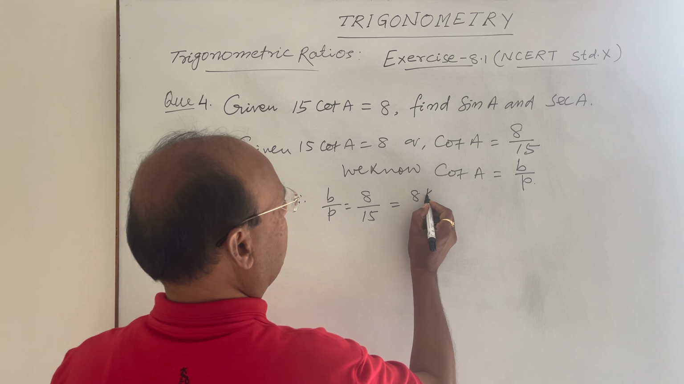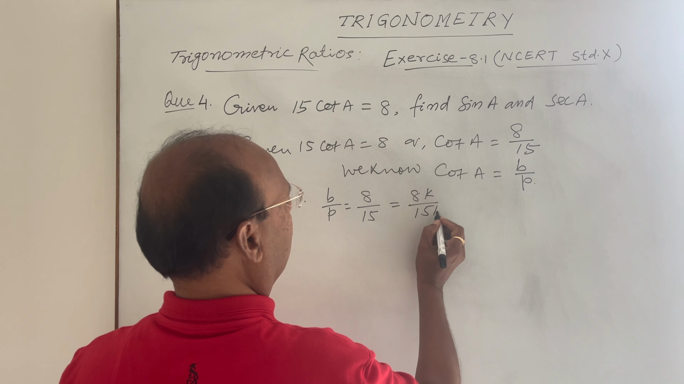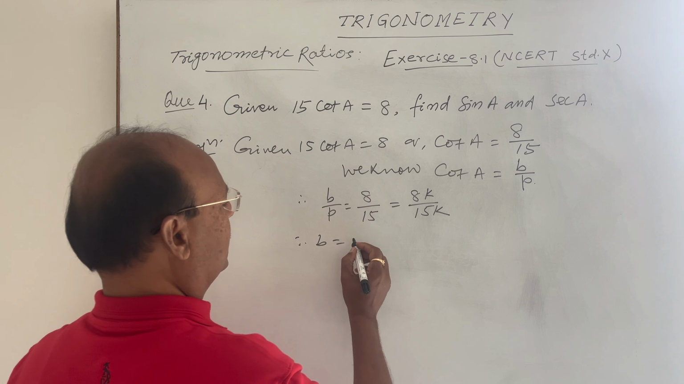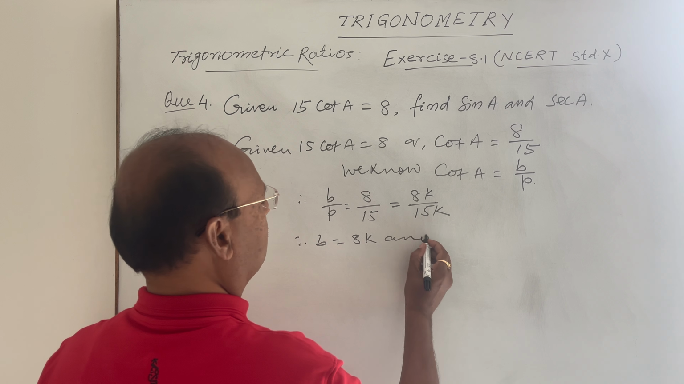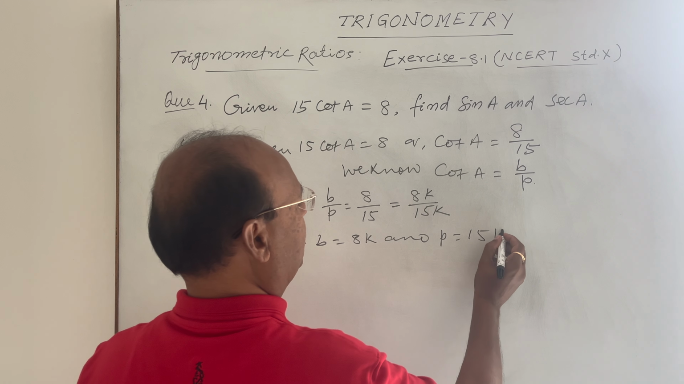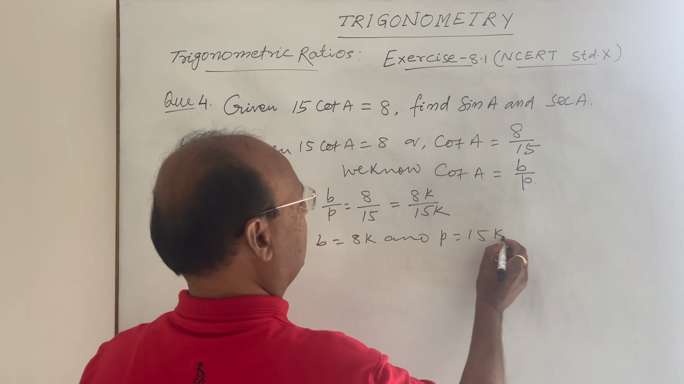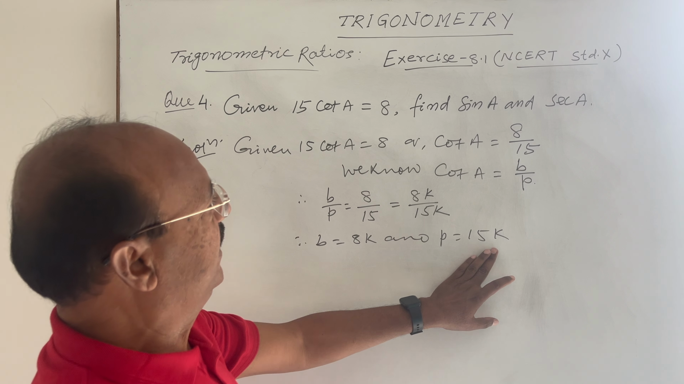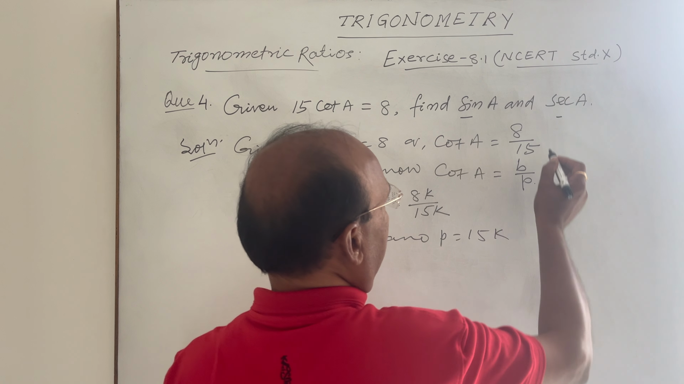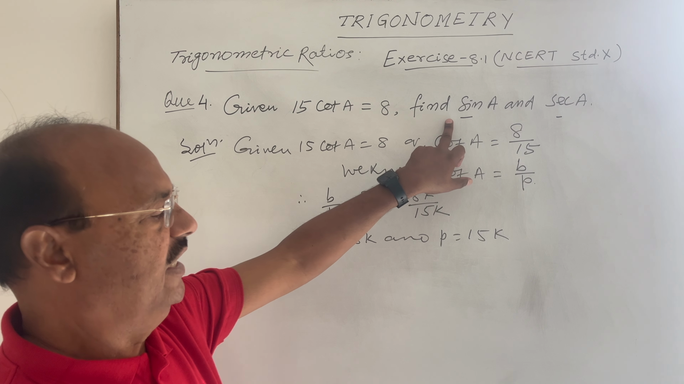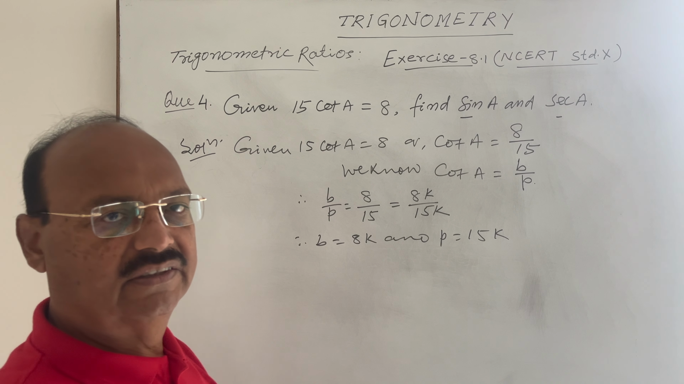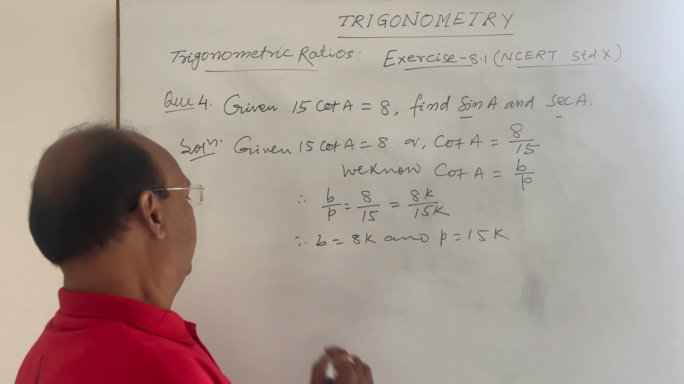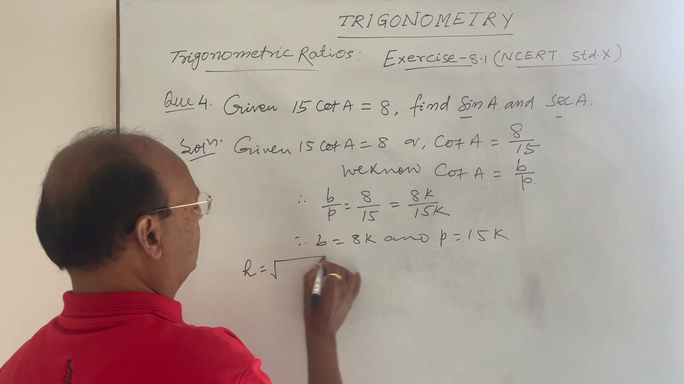This can also be written as 8k upon 15k, correct? So therefore we can consider B is equal to 8k and P is equal to 15k. You know, B is base, which is 8k, and P is perpendicular, which is 15k. For finding the values of sine A and sec A, we will require hypotenuse also, correct. So let us find hypotenuse H by Pythagoras theorem.